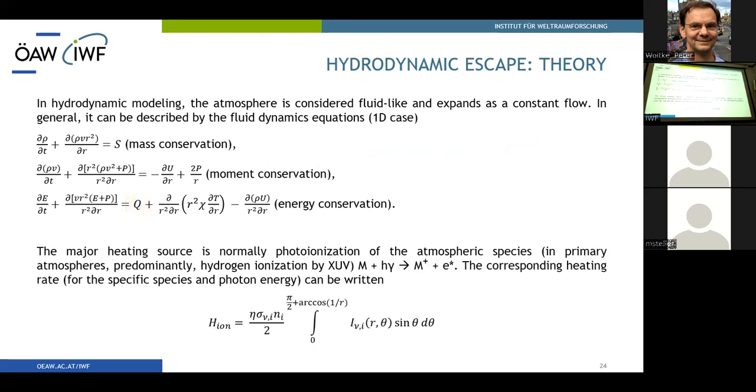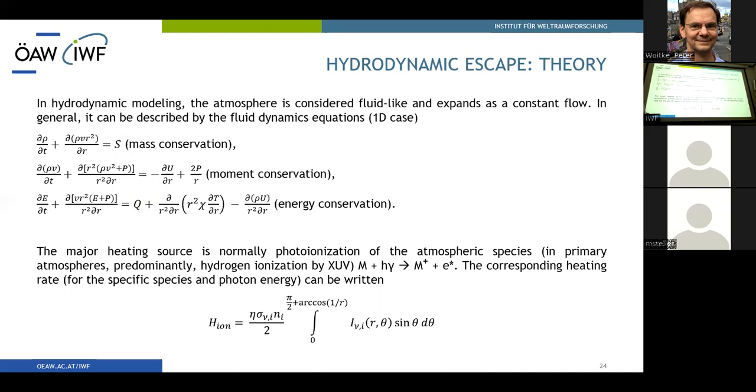Typically, the main heating source is the photoionization of atmospheric material. So the process when a neutral atom absorbs a high energy photon of incoming radiation, producing an ion and an electron, which brings away the excess energy of this reaction, which can further be spent on heating. In this case, in a simple way, the heating function can be written as follows, where the integral essentially describes the spatial variations in the observed flux. And n_i is the number density of the specific species.